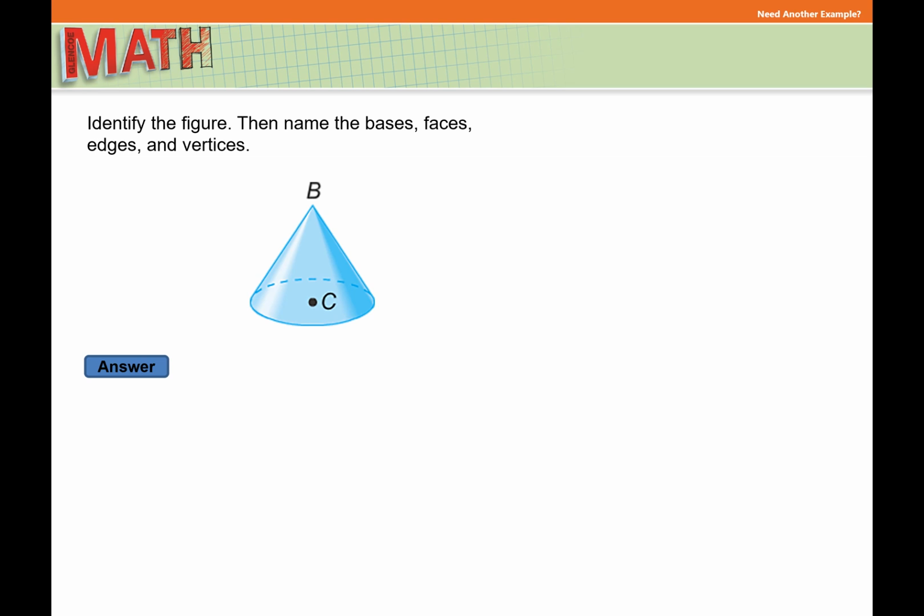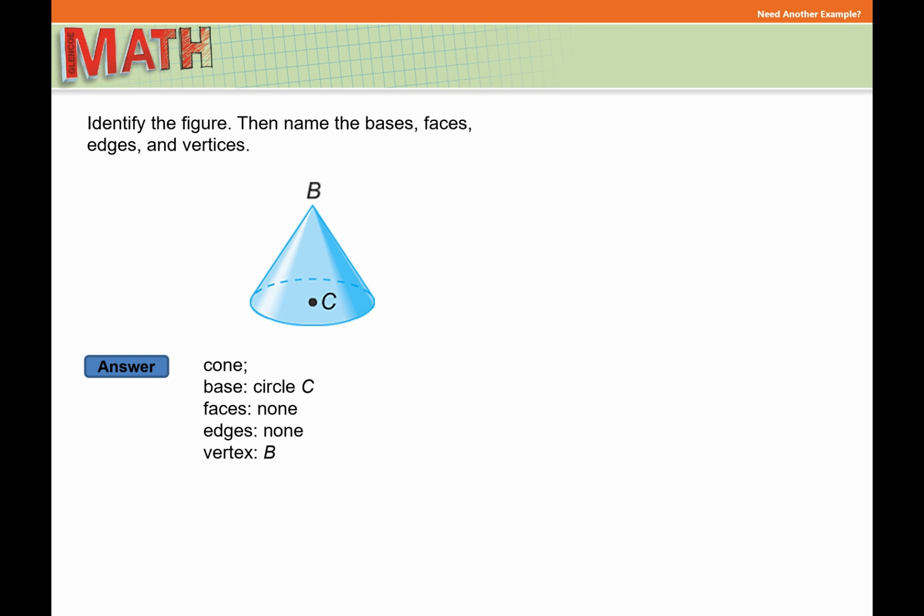Okay, let's identify this figure, then name the bases, faces, edges, and vertices. Okay, this is a cone. A cone has a circle base. We're going to just call it C because there are no other faces.